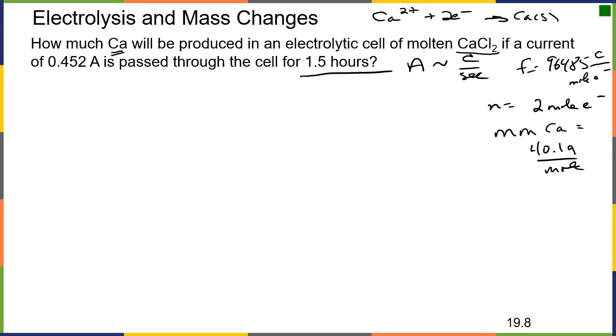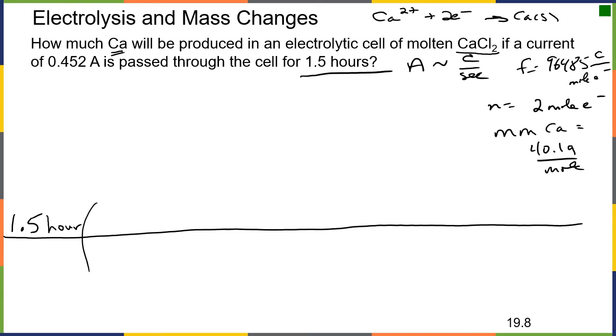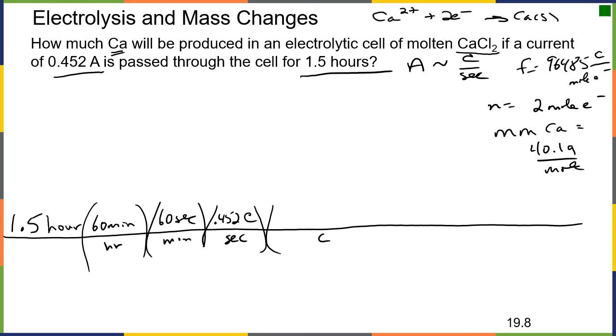So where do we start? We start with the 1.5 hours. It's the only fixed value in this conversion. Everything else is a conversion factor. So, way back to the beginning of Chem 111, 1.5 hours. We know there's 60 minutes per hour. We know there's 60 seconds per minute. We know we're going to put seconds on the bottom. We've got to figure out what else we know. Well, we know what an amp is. An amp is going to be coulombs per second, so we're going to have 0.452 coulombs per second. Now we're going to put coulombs on the bottom.